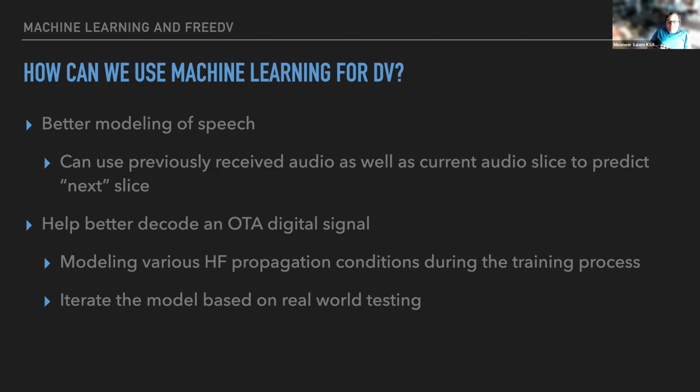Especially since it has a concept of context, where we can use what we previously received as well as what we just received to generate what we think is going to be next. So we can use it to patch up holes that a classical DSP algorithm wouldn't necessarily be able to. We can also use machine learning to decode a digital signal in the first place. We can pass a signal that we're transmitting through various propagation simulations while we're training, and then use that to decode when it's time to receive an actual live over-the-air signal. And we can iterate these models based on real-world experience and make them even better.